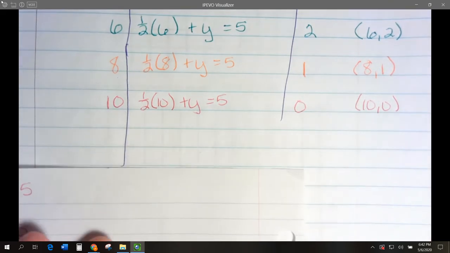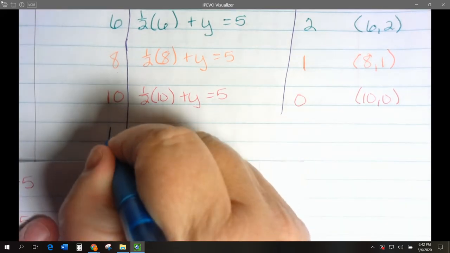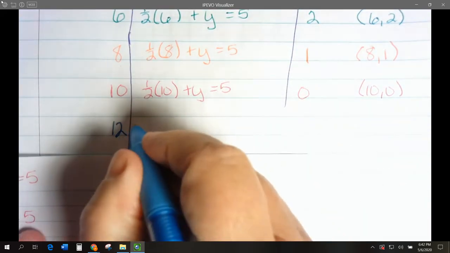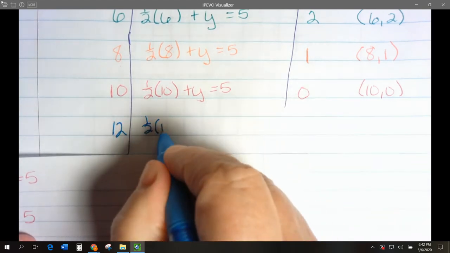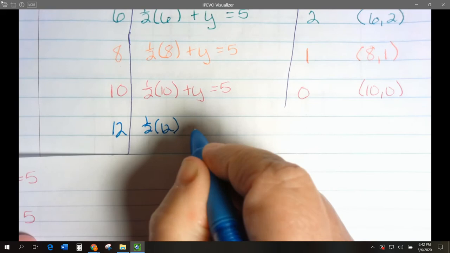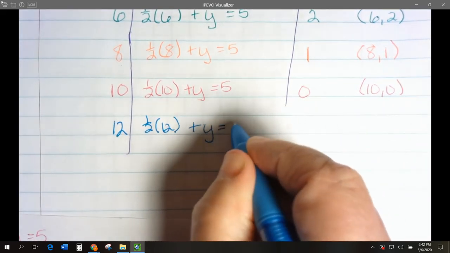And the last one we're going to do today is going to be 12. So we're going to go 1/2 times 12 plus Y equals 5.